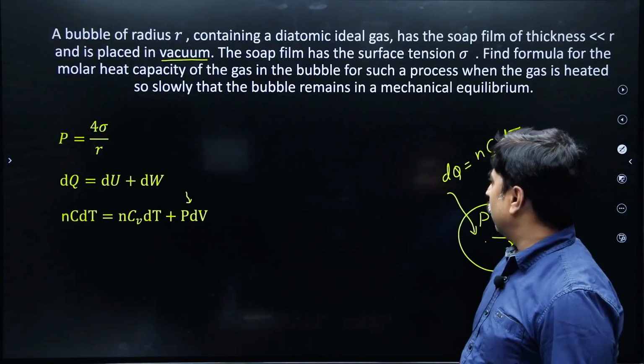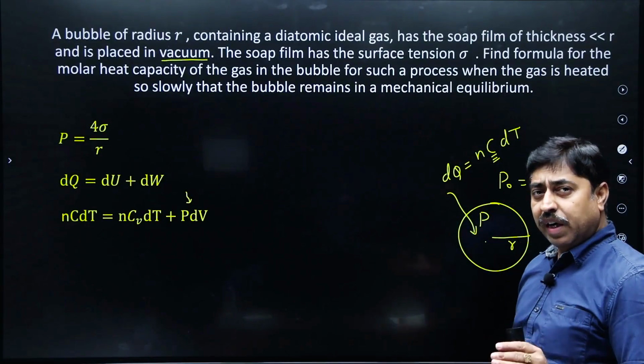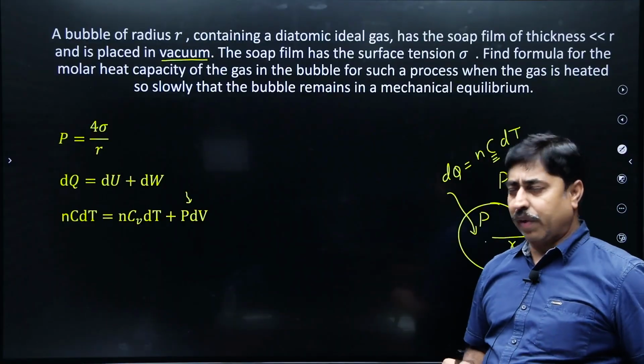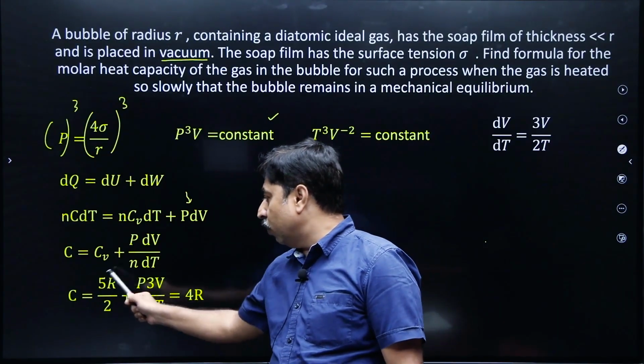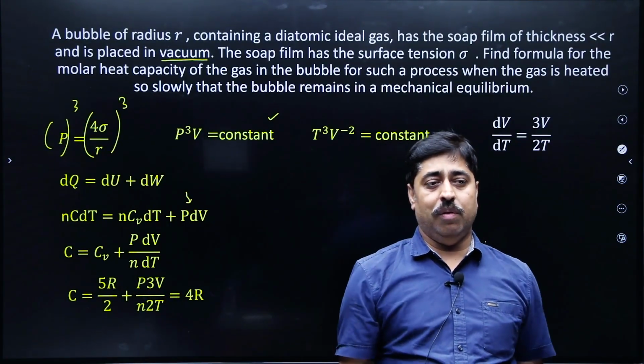In most of the questions in thermodynamics, there is always a relationship given between the thermodynamic variables, like 3R by 2 plus 5R by 2, it gives you 4R.